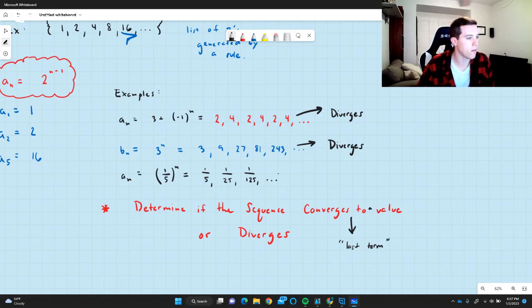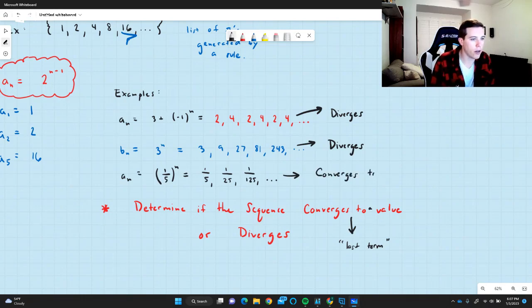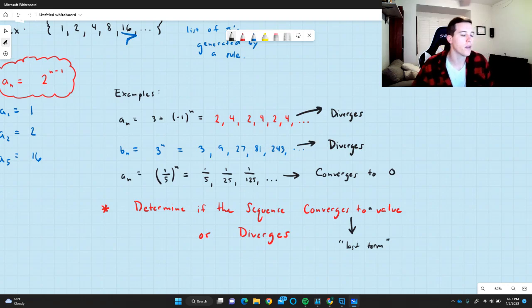How about this last one, though? This one's a little unique. The first was 1/5. Then we get a smaller term and an even smaller term and an even smaller term if we were to keep going. This one does actually converge. What value are we getting closer and closer to? Well, we're getting closer and closer to 0. This is an example of a sequence that converges to 0.